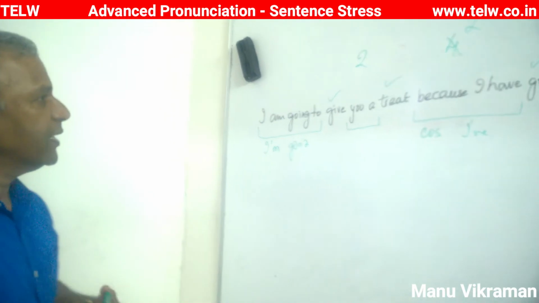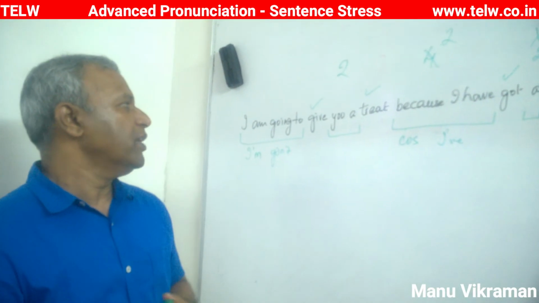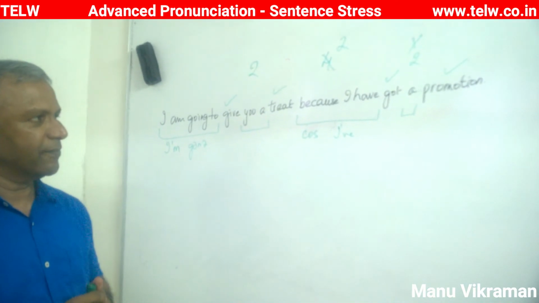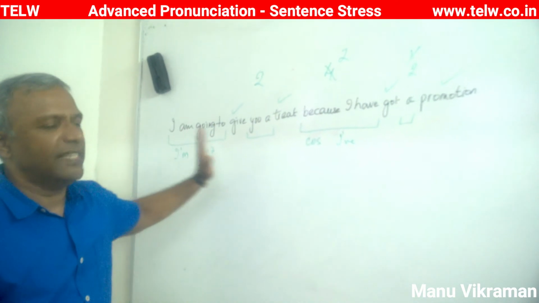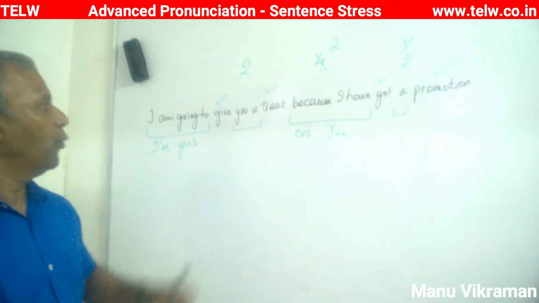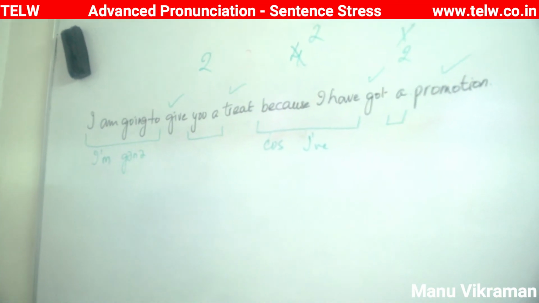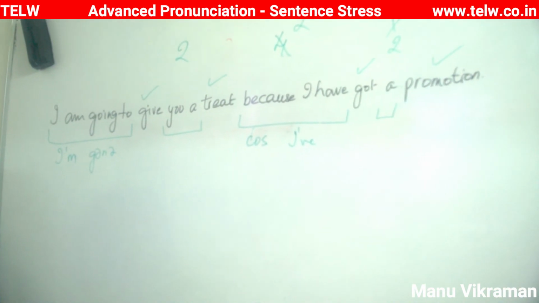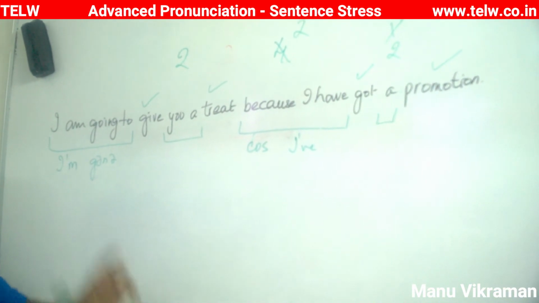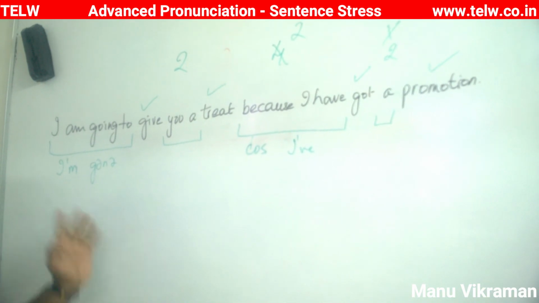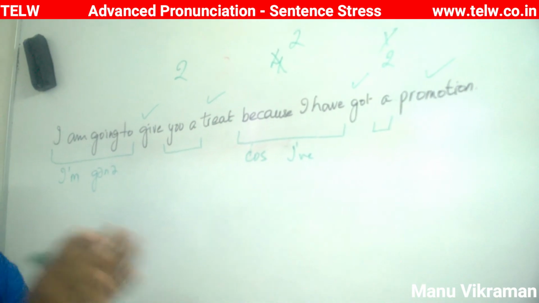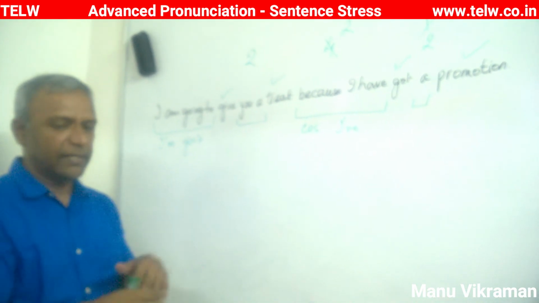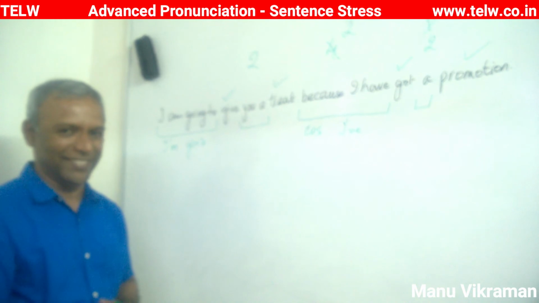So now, this will be normally read as, I'm going to give you a treat because I got a promotion. Now, look at it in the rhythm with the beats. It's going to be, I'm going to give you a treat because I got a promotion. That is the rhythm. The first earlier sentence that I said was the natural way of saying it. This is one of the exaggerated ways of saying it. You'll be learning the second way first, then the first way afterwards.